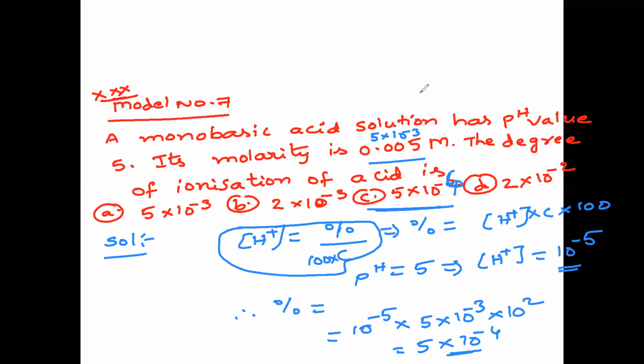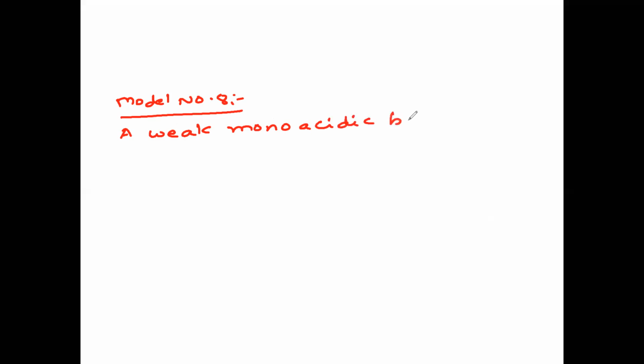Next, model number 8. In pH, we have so many models. Model number 8: a weak monobasic acid, monoacidic base. A weak monoacidic base has a pH value of 5.